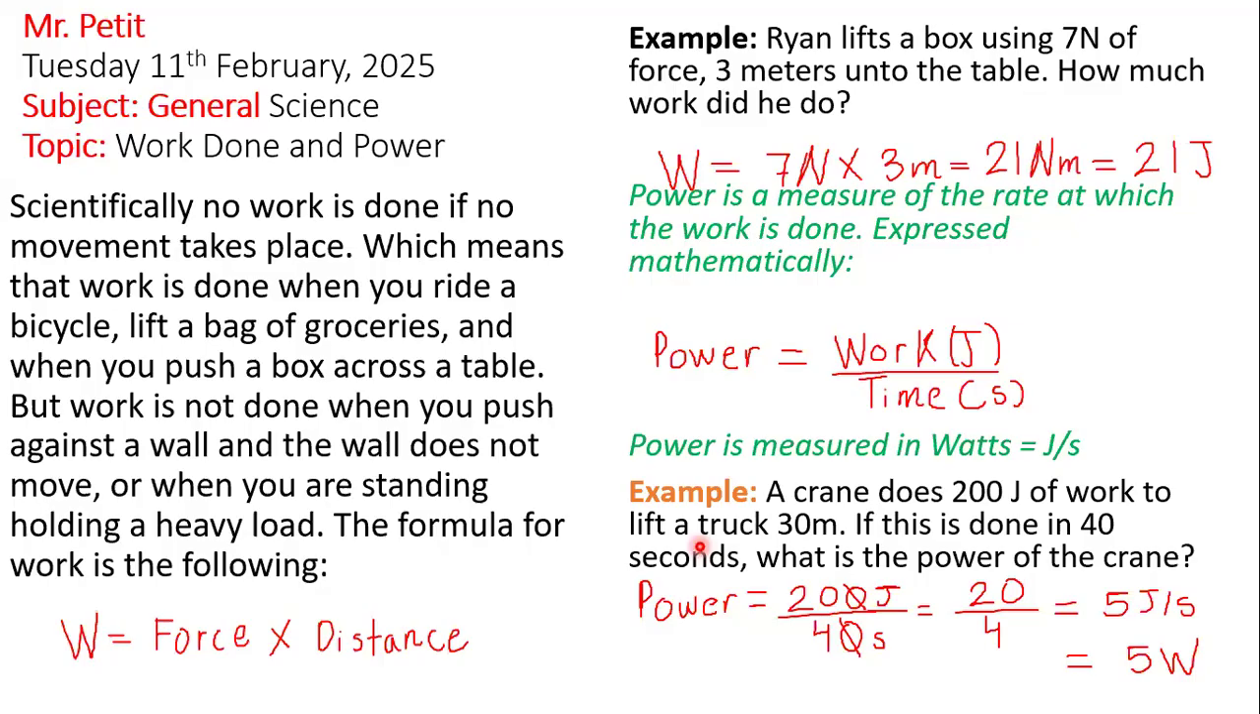So what we're gonna do, we're gonna cancel the zero. So this zero cancels with that zero. So we're left with 20 divided by 4, and 20 divided by 4 is 5. Very good. 5 what? 5 joules per second. And that's gonna be 5 what? 5 watts.